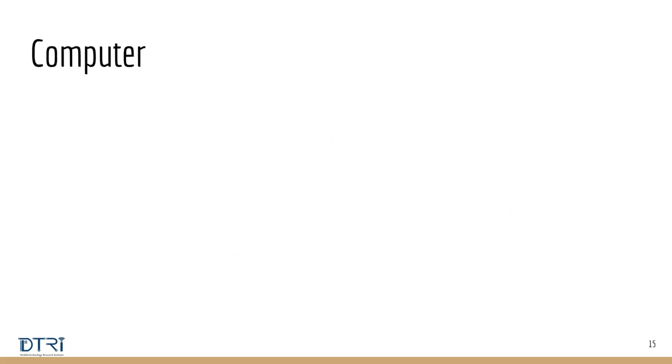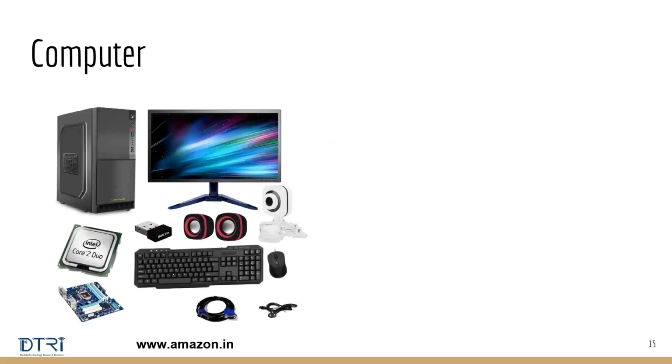Okay, so we have all seen a computer, right? So this is a simple desktop computer, and it has hardware and software, right? So what is the hardware that a computer has? You can all see here, right? It's all here on this picture.